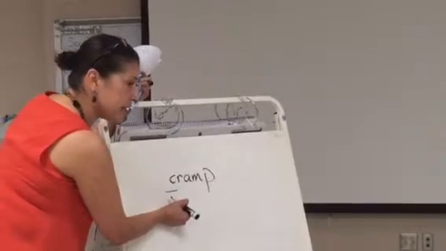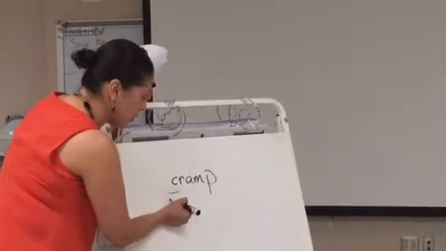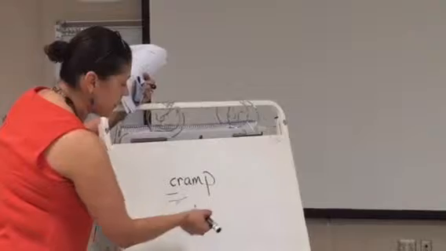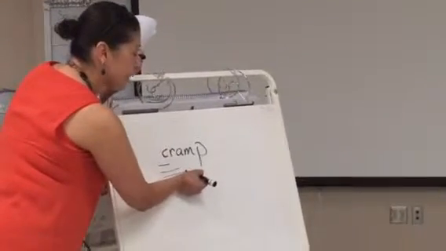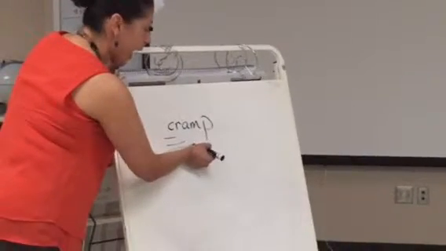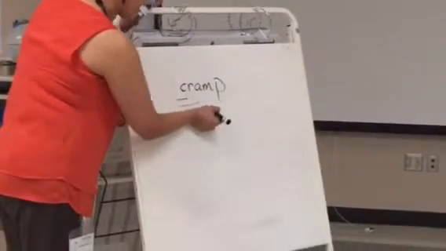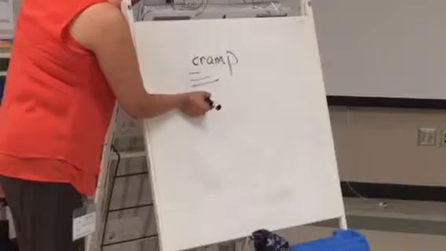Now watch. I'm going to take the first sound and add the second sound. Curve. Now I'm going to take the first and second and add the third. Curve. Make the third. Add. Put that together. Crab. Now let's do the next one.